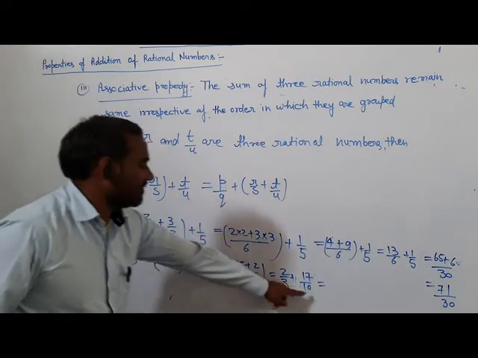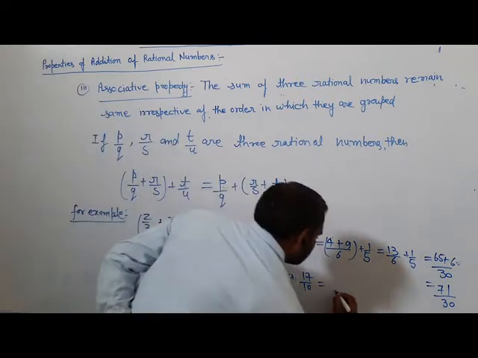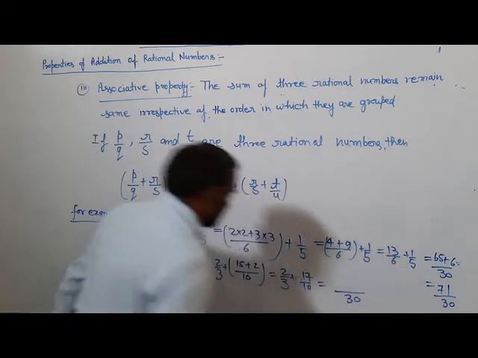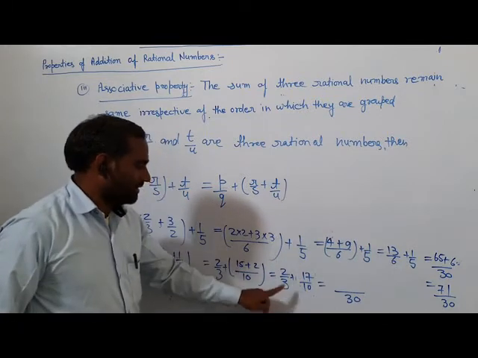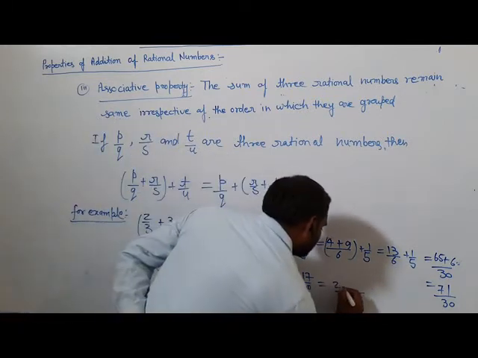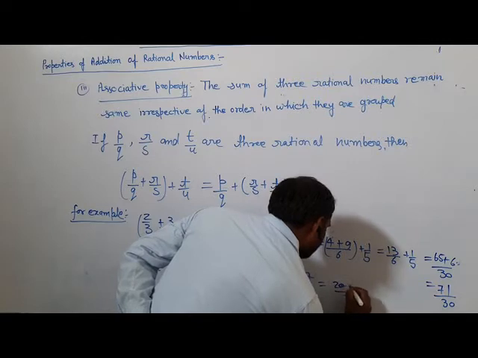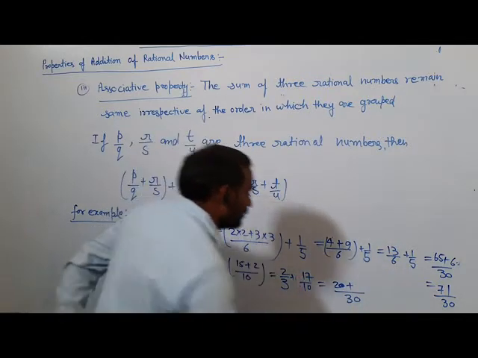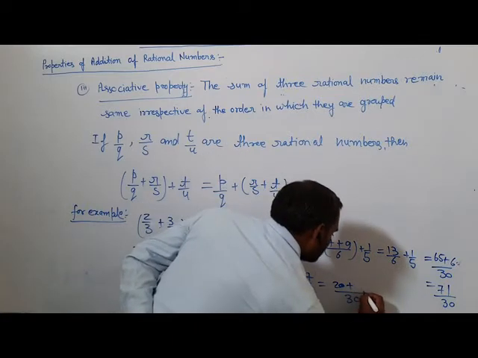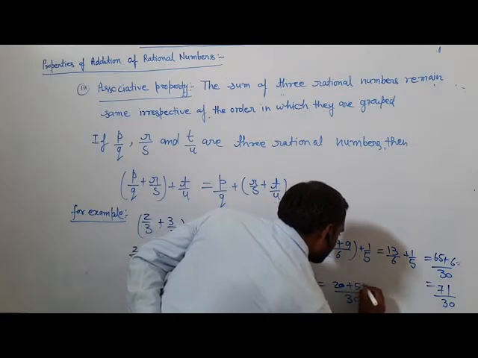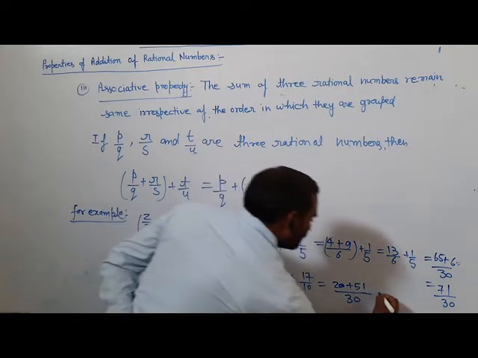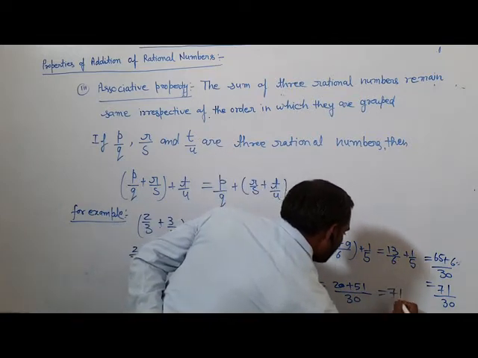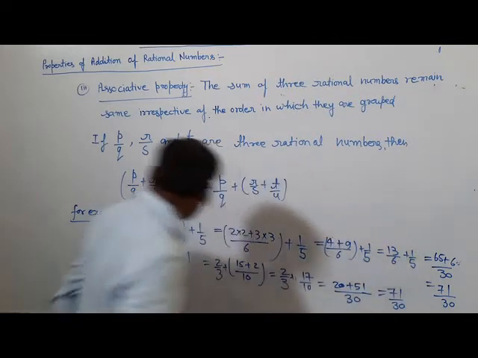Now take the LCM of 10 and 3, 30. 3 tens are 30, 10 twos are 20, plus 10 threes are 30, 17 threes are 51. If we add both, we get 71 by 30.